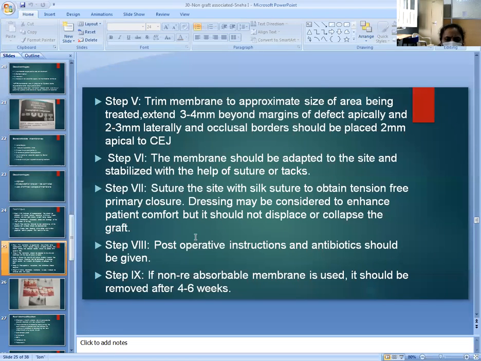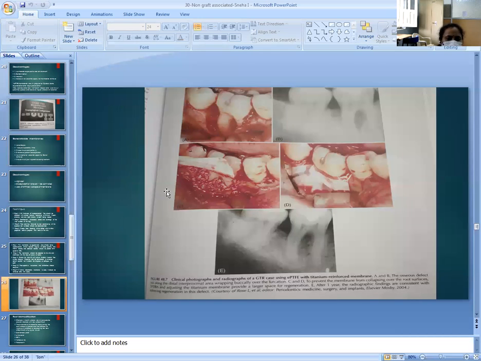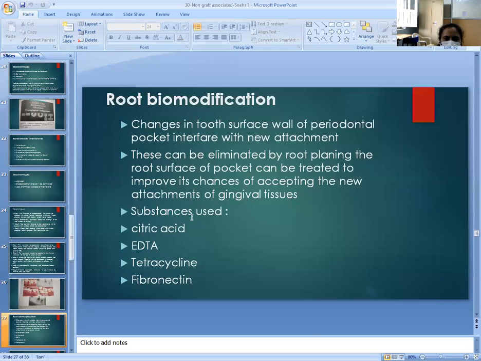Then the flap should be placed in the area and sutured again. Post-operative antibiotic instructions are properly given. Smoking should be prohibited, and if a non-resorbable membrane is used, then it should be removed after 4 to 6 months. So this is the combined procedure which I have shown you.